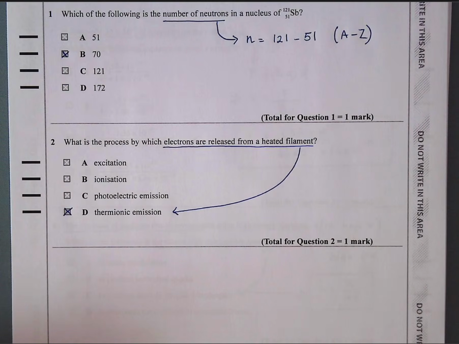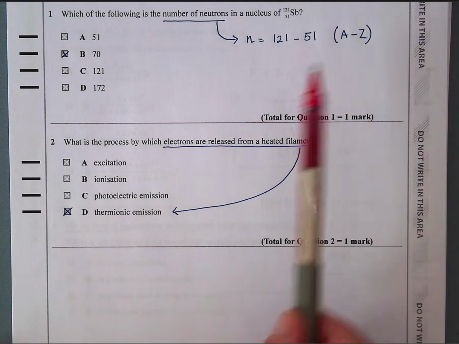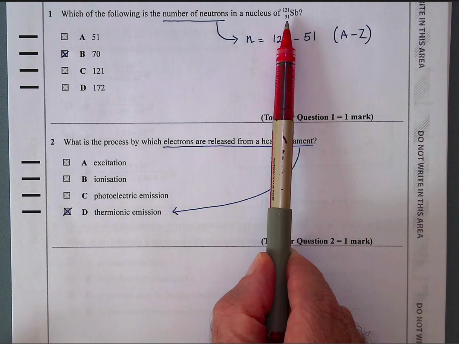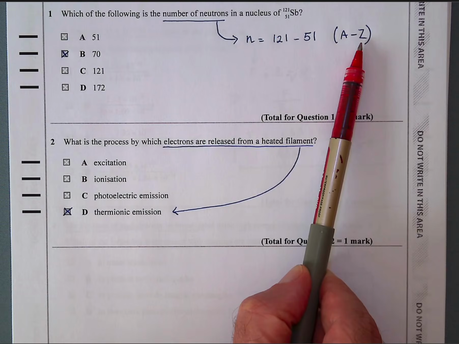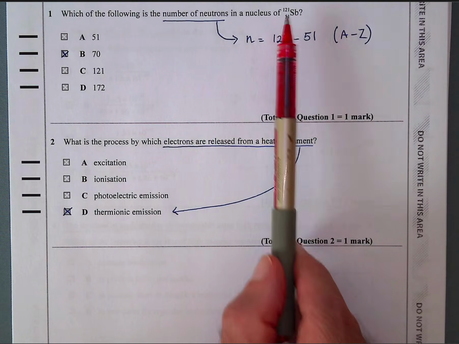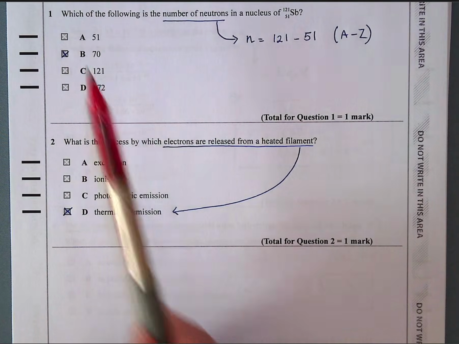Okay, as you know, it starts with 10 multiple choice questions. So the first one is a nice warm-up. It says which of the following is the number of neutrons in a nucleus of Sb-121. Well, to work out the number of neutrons, it's A minus Z. A is the big number, Z is the small number. Z means the number of protons in a nucleus, and A is the total number of nucleons. So take away one from the other, you'll get B.